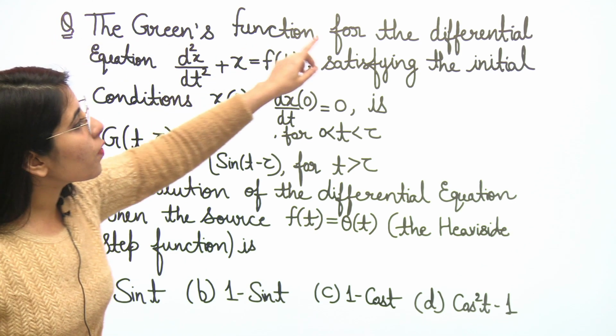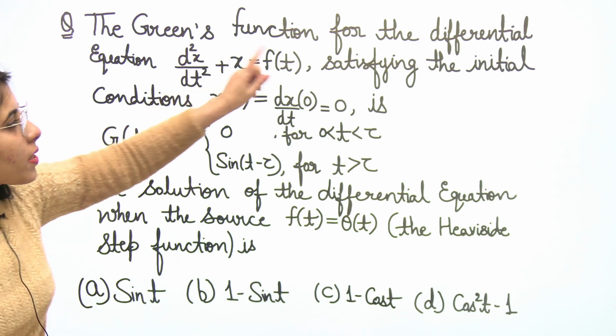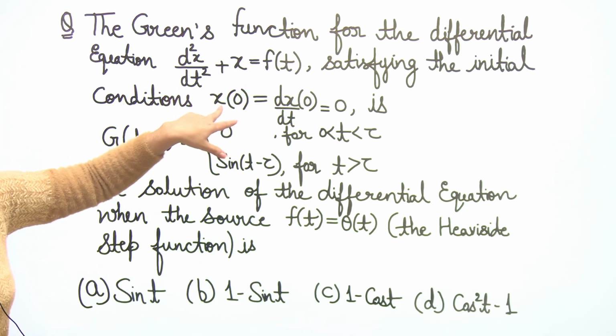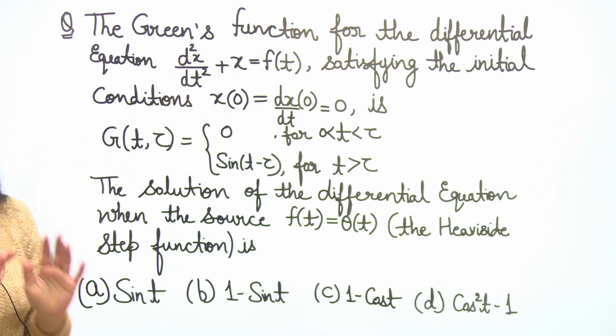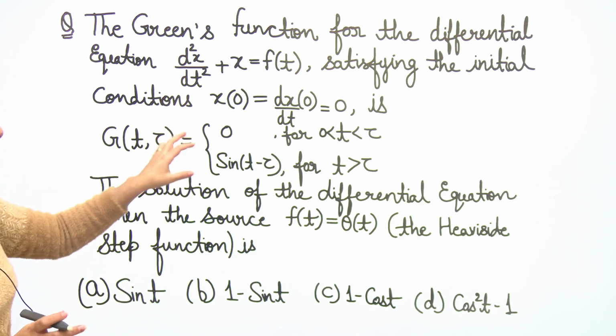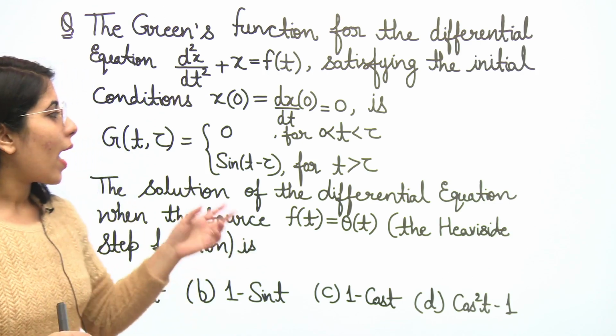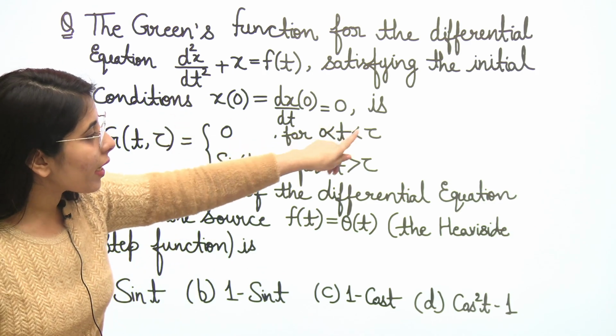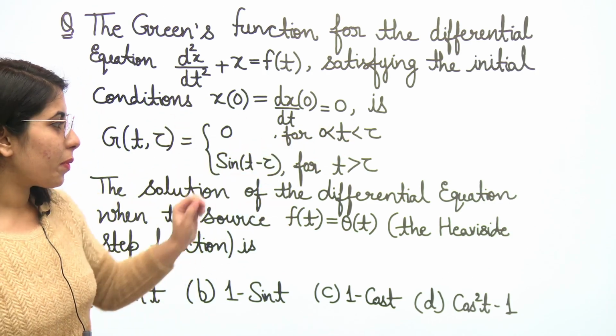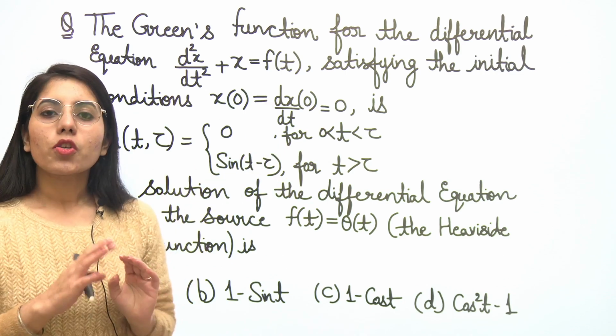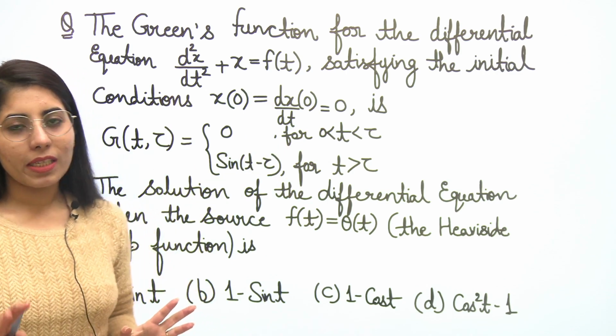The Green's function for the differential equation, satisfying these two initial conditions, is given here. And as we know, we write the Green's function for two different ranges: one has been mentioned for t less than tau and the other for t greater than tau. I hope till this point everything is clear to everyone.